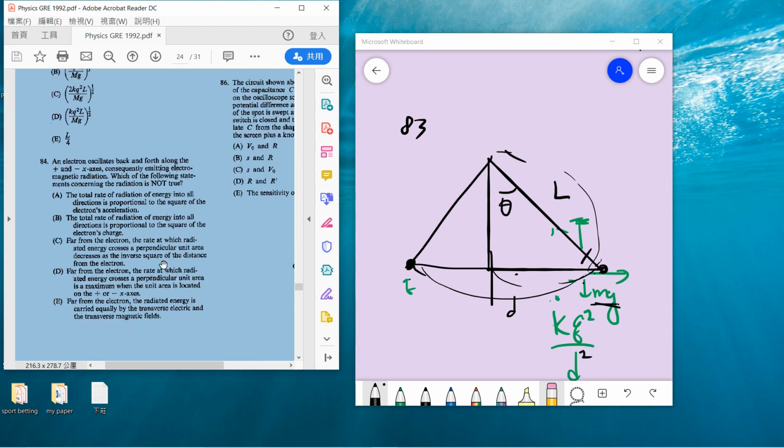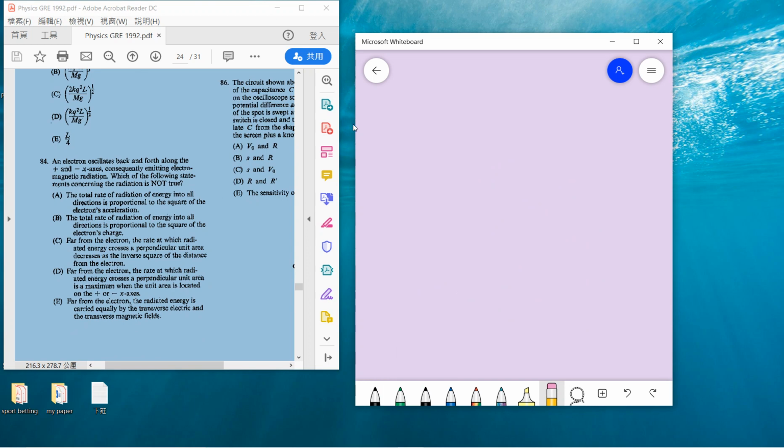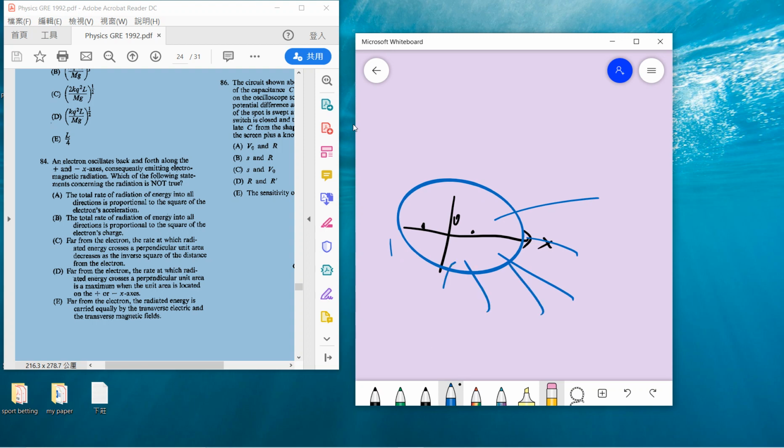Okay, so 84 says that there is an electron that oscillates back and forth along the plus and minus x-axis, and it emits radiation. Which statement is not true? A: the total rate of radiation energy into all directions is proportional to the square of the electron acceleration.